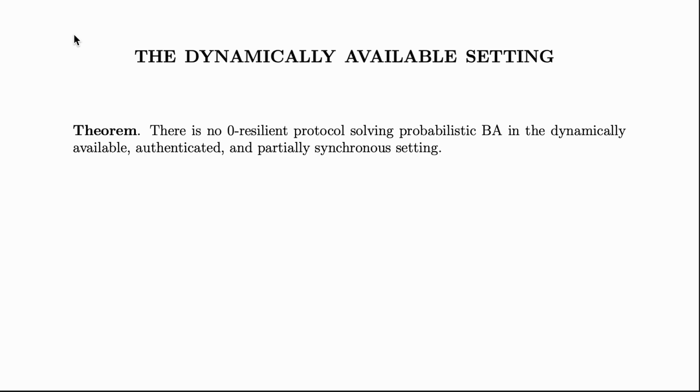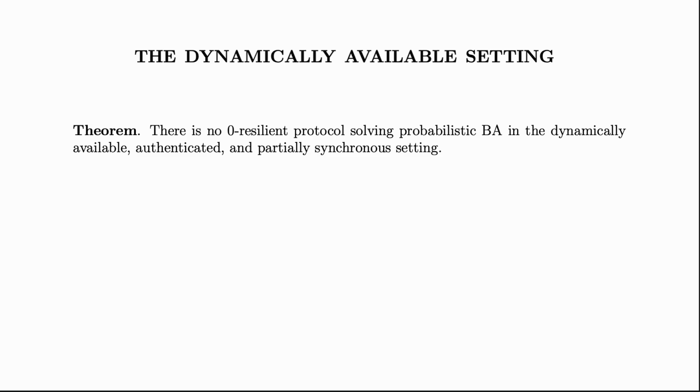Okay, so here's the statement of the result. So basically what this is saying is that protocols in the dynamically available setting can't solve consensus. Okay, dynamically available protocols can't solve consensus in partial synchrony. Okay, so more precisely then, the statement of the theorem is as follows. So there is no zero resilient protocol solving probabilistic Byzantine agreement in a dynamically available, authenticated, and partially synchronous setting.